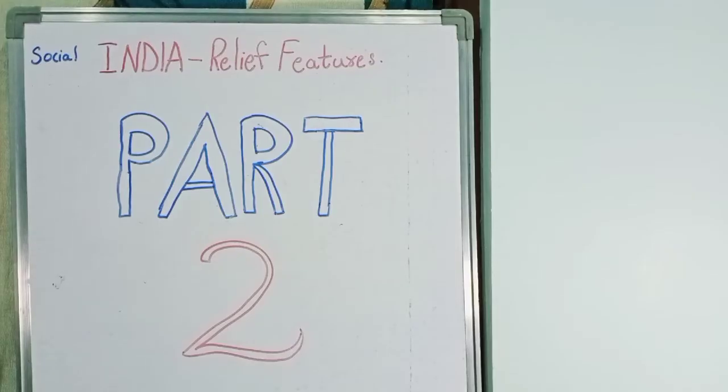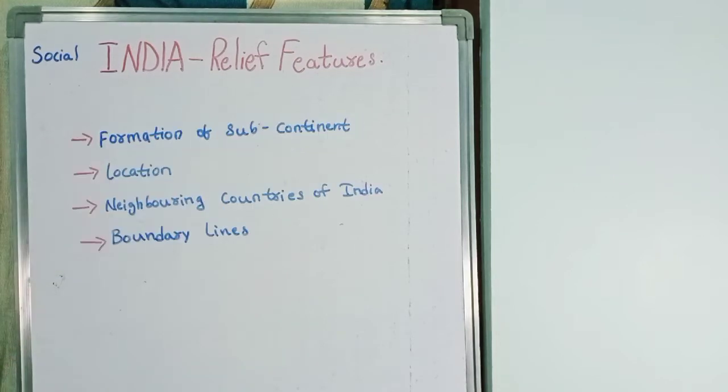Social chapter 1 is India relief features. We have completed part 1. I will give the link in the description. Now this is part 2. In part 1 we have seen about formation of the subcontinent, location, neighboring countries of India and boundary lines. In location we have seen the latitudes and longitudes extension.